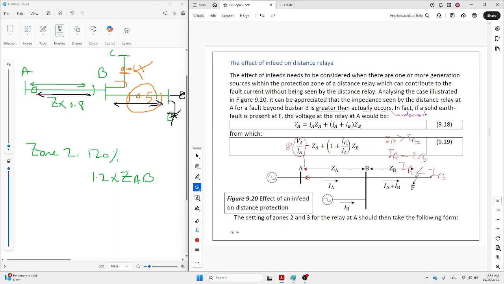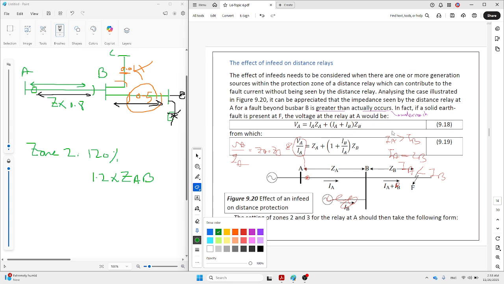Without having IB, removing all this, this one must be removed. VA over IA for a fault at the point F is ZA plus ZB, correct? Okay, right now look at this new equation again.